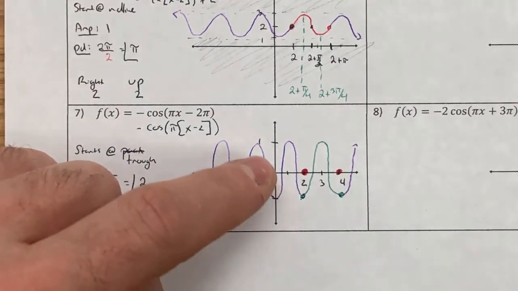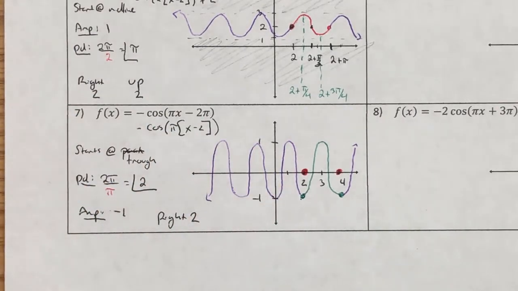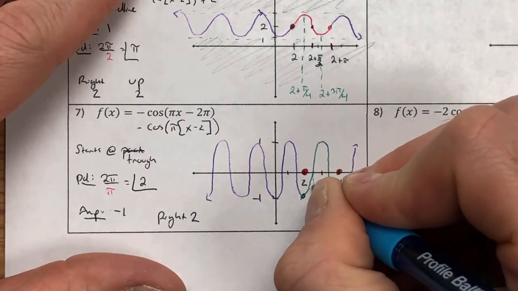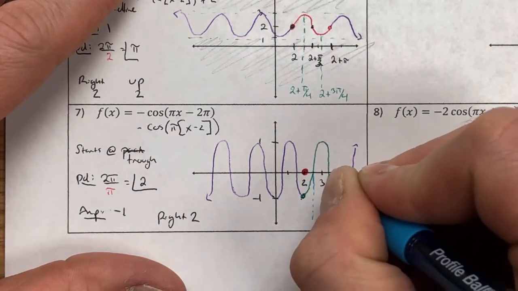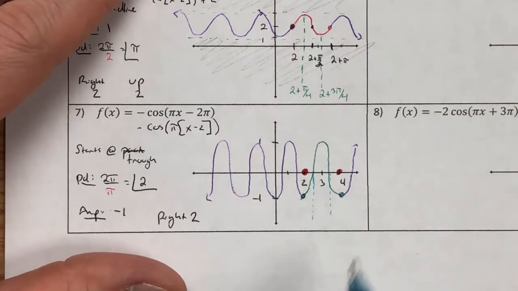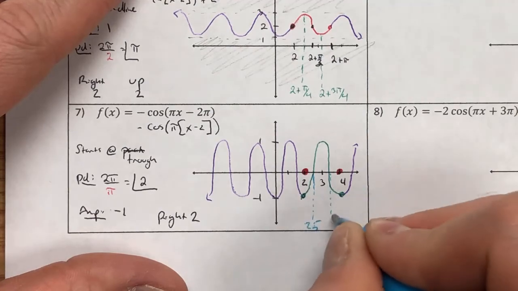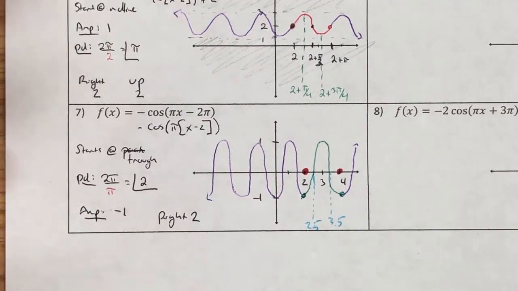Because I've already used purple, green, and red, let's use blue to label these points. We're going to call these points the points of inflection. We're going to find out more about them later on. Halfway between 2 and 3, I have 2.5. Halfway between 3 and 4, I have 3.5. There we go. We have all points on a cosine graph labeled.